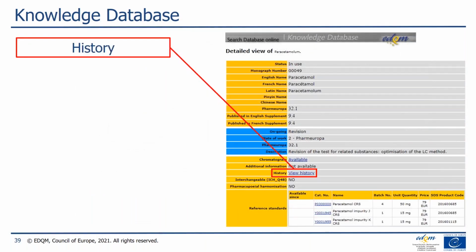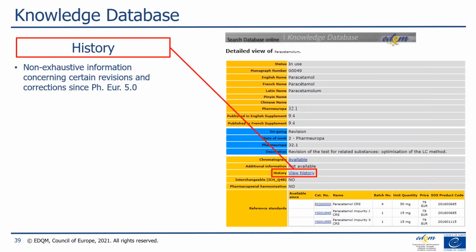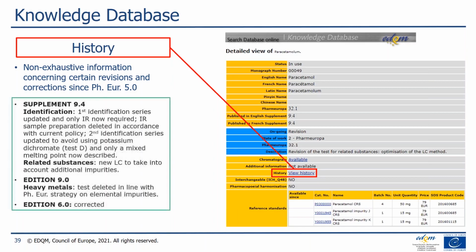And next up, we have the history field. And if you click on View History, it'll provide high-level information about previous revisions and corrections. This has been implemented since the 5th edition, so it doesn't go back any further than that. So here, for example, we have this sort of information for paracetamol. So while it's non-exhaustive, it does give a brief idea of the main subjects of the revisions that have taken place.